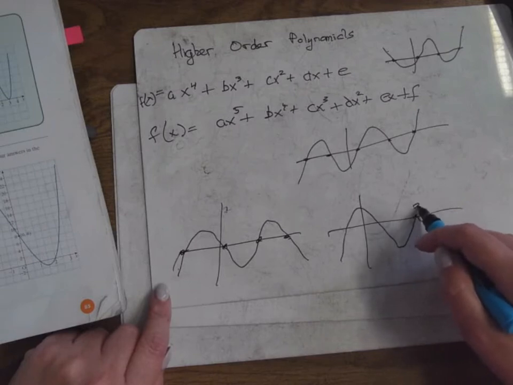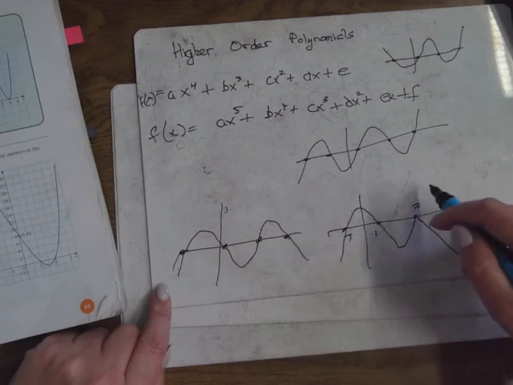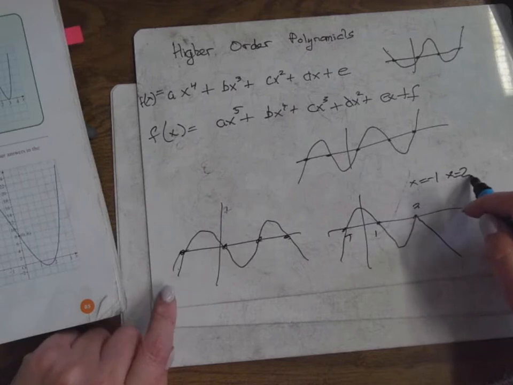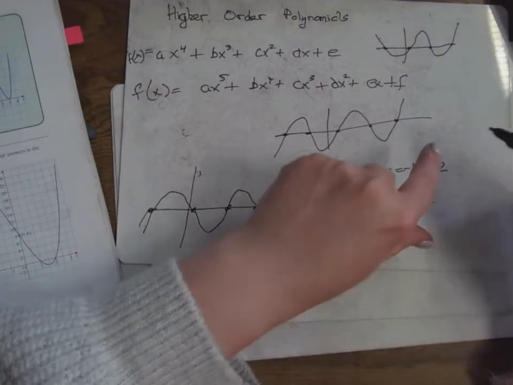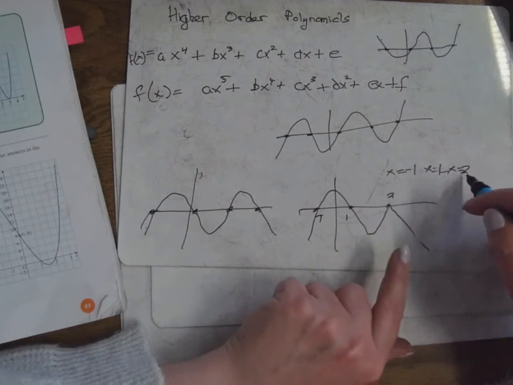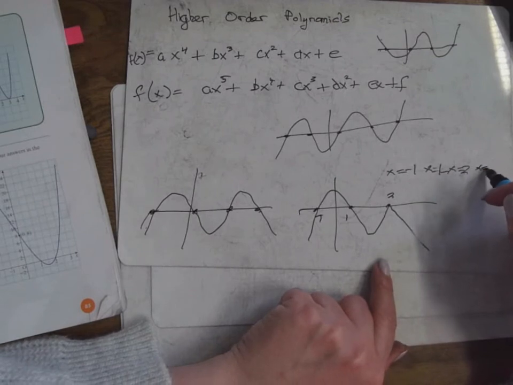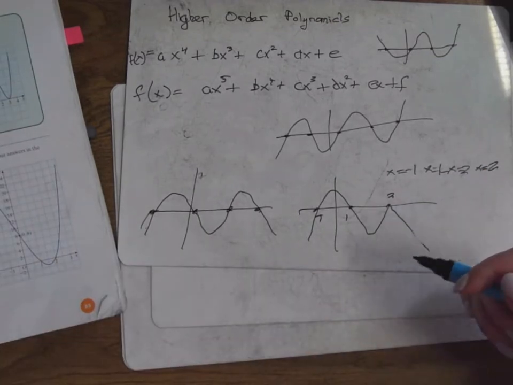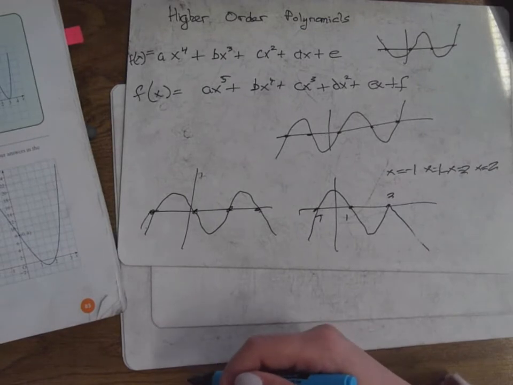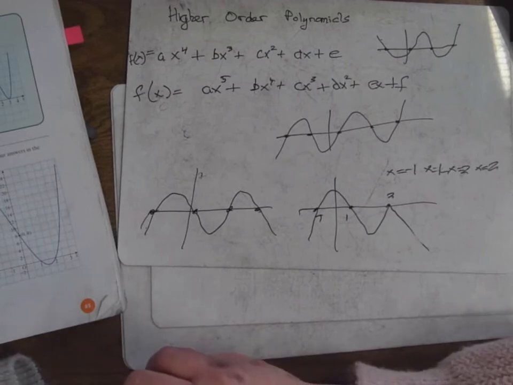So if I just said this was 2, this was 1, this was minus 1, the factors would be x equals minus 1, x equals 1, x equals 2, and remember, because it touches, what have I to do with the 2? Write it down twice, because there's equal roots there. So remember, x to the power of 4, you need 4 solutions. X to the power of 5, you need 5 solutions, etc. That's all you need to know about higher order polynomials.